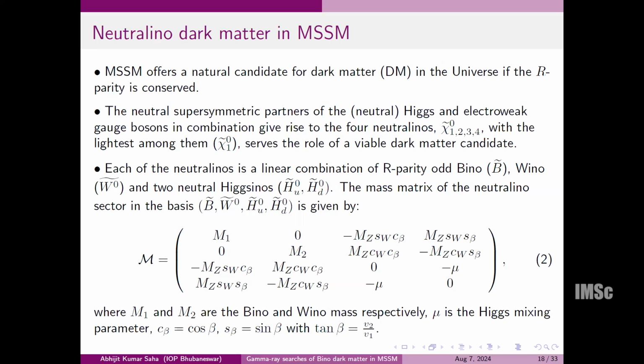So you need to look for stable particles in MSSM. It stands out that the neutralino, being the lightest supersymmetric particle, could be the dark matter, and these neutralinos are a composition of superpartners of the Higgs and electroweak gauge bosons. The mass matrix looks like this. This is the basis: Bino, Wino, and two Higgsinos. The mass matrix has M1, M2, and you have the mu parameter in the MSSM Lagrangian, mu Hu Hd, and you also have tan beta, which is the ratio of the two Higgs vevs.